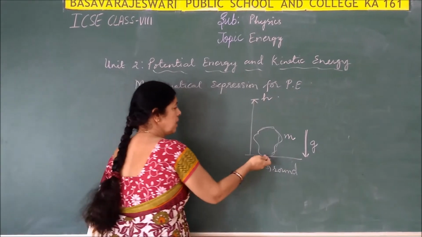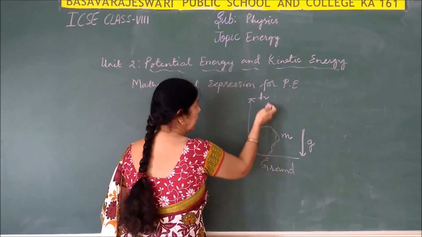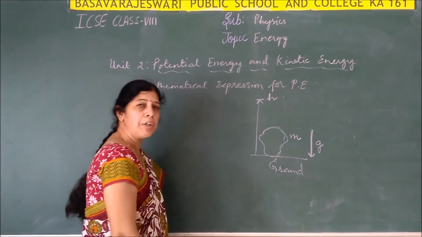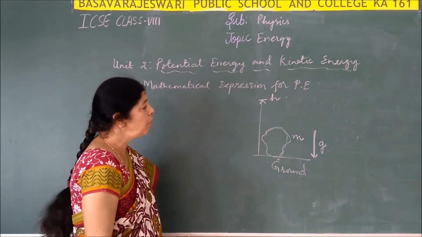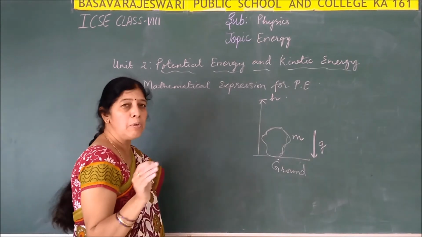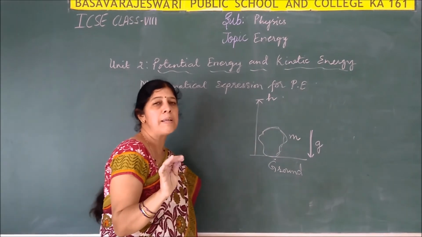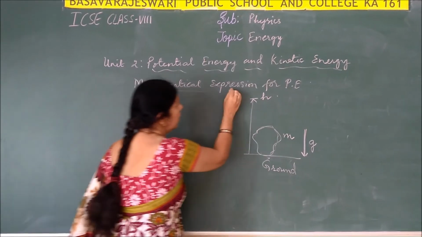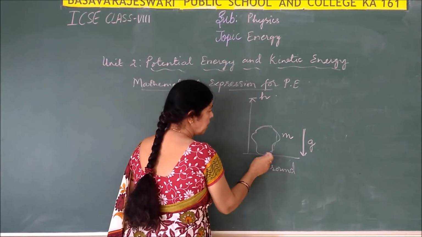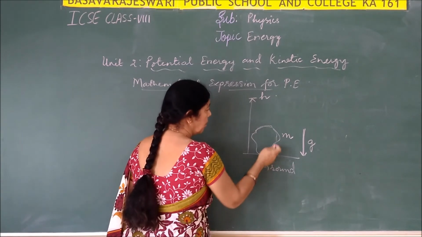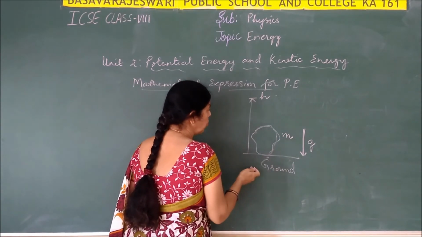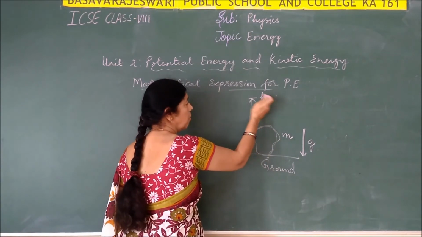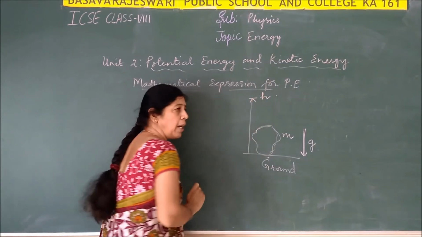I want to lift this rock or object to a height h. Then what should I do? If you want to lift that one, then you have to do some work. That is simple. Some work has to be done to raise this object from the ground level. The mass of the object is m, and you want to lift the object to a height h.